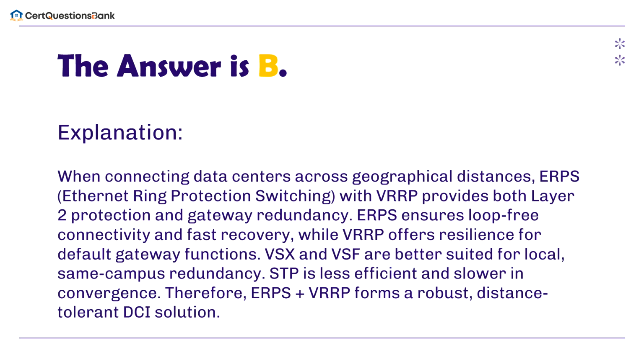When connecting data centers across geographical distances, ERPS, Ethernet Ring Protection Switching, with VRRP provides both Layer 2 protection and gateway redundancy. ERPS ensures loop-free connectivity and fast recovery, while VRRP offers resilience for default gateway functions. VSX and VSF are better suited for local, same-campus redundancy. STP is less efficient and slower in convergence. Therefore, ERPS plus VRRP forms a robust, distance-tolerant DCI solution.